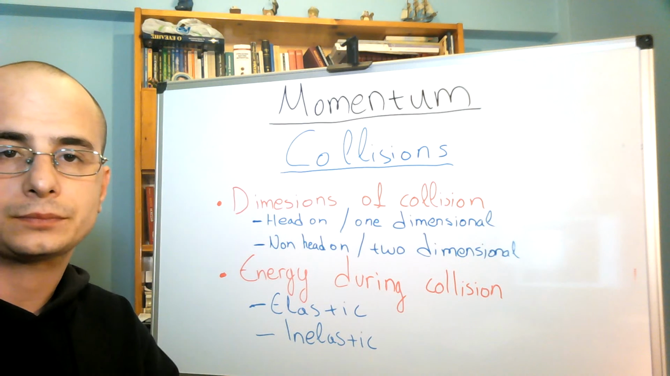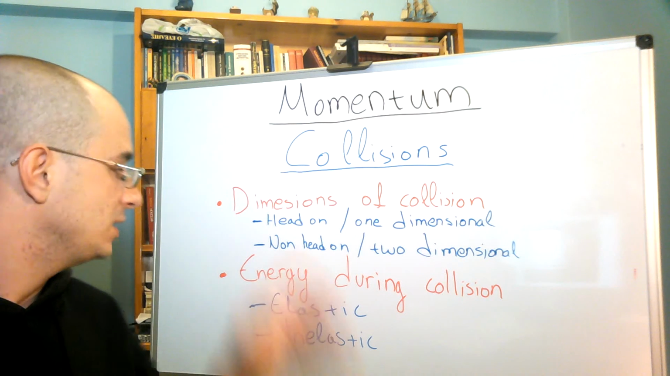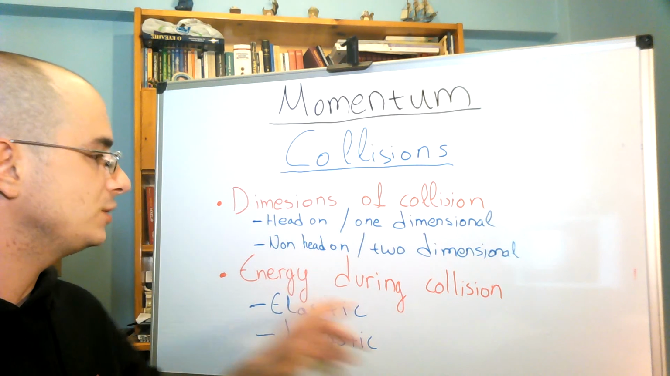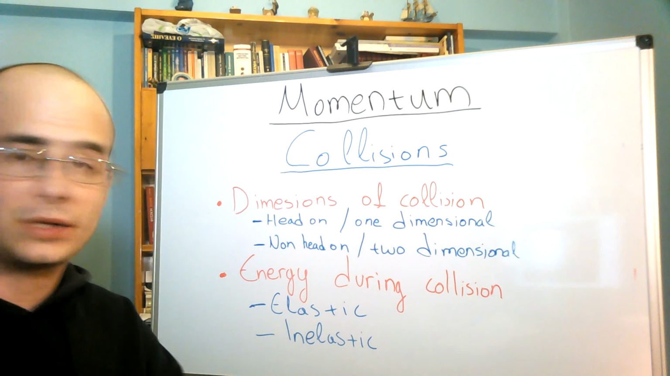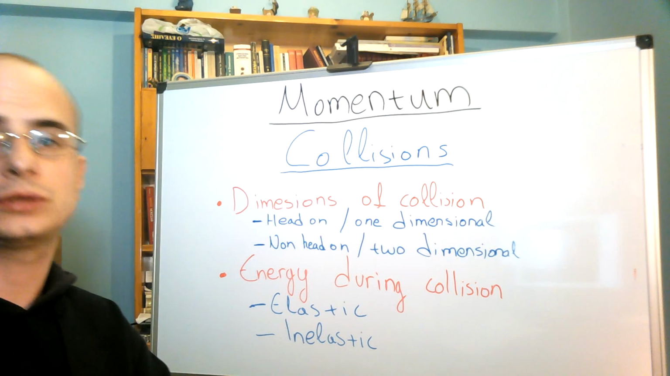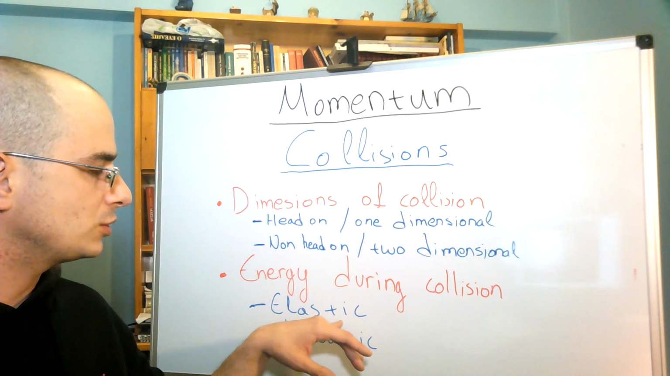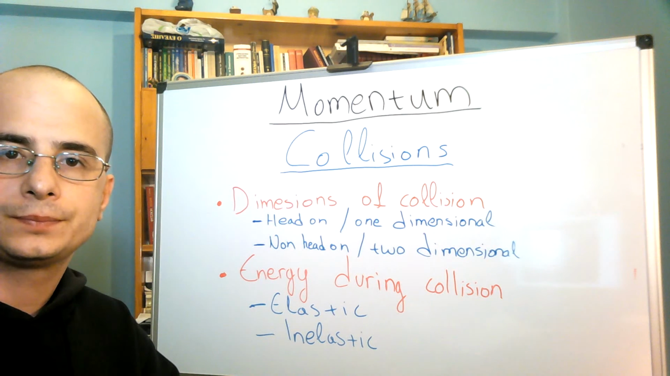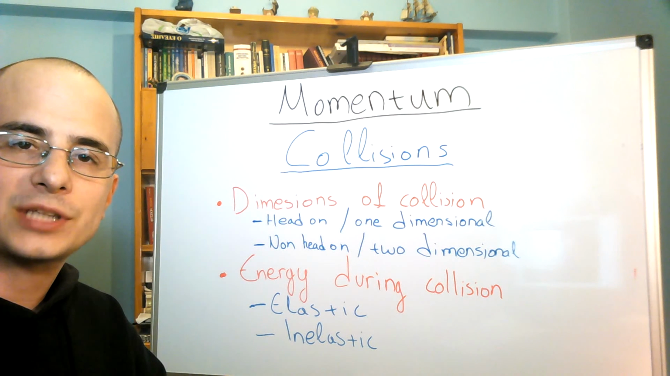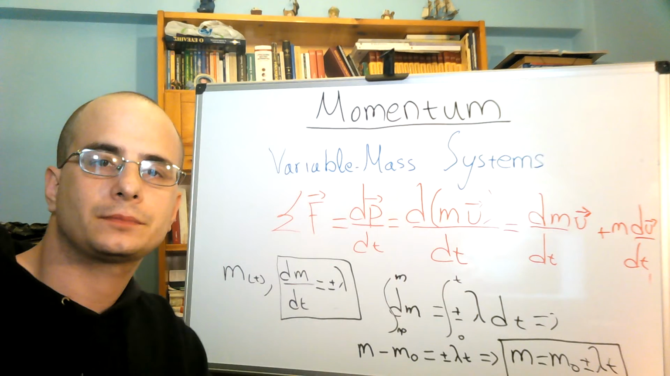The second category is about what happens to the energy during collision. The first subcategory, elastic collisions, means that energy does not get lost during the collision. But in the second subcategory, there is a loss of energy during the collision.